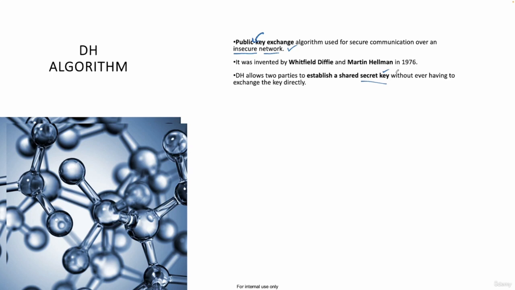So first you need to establish a shared secret key so that the sender and receiver know that if I have to encrypt, I need to use this key, and if I need to decrypt, I need to use this key, right? Without having to exchange the key directly. That is the magic, right?